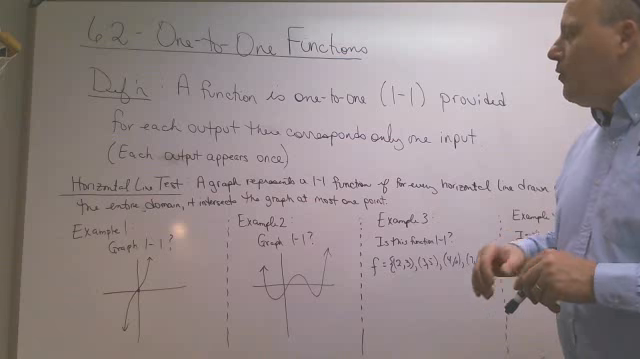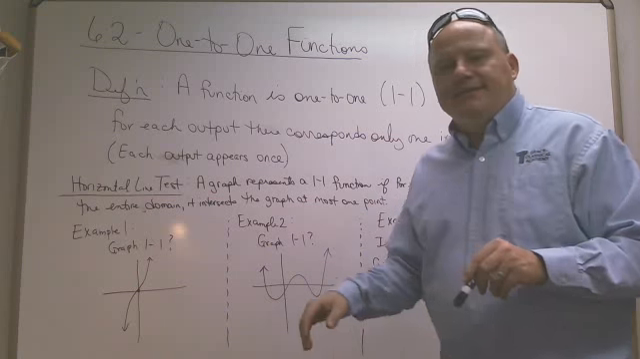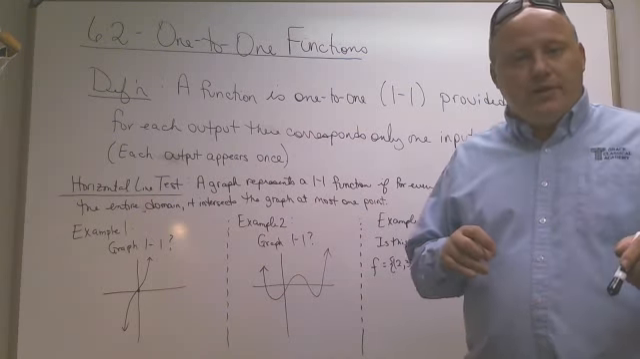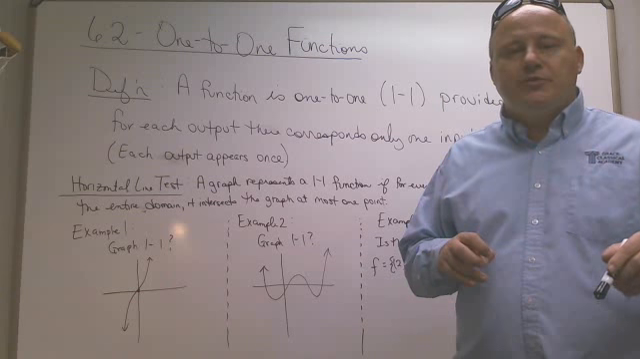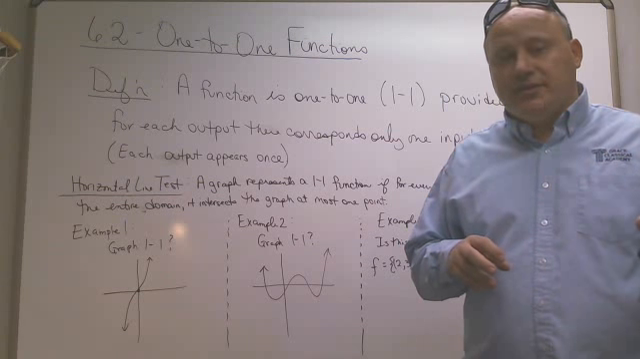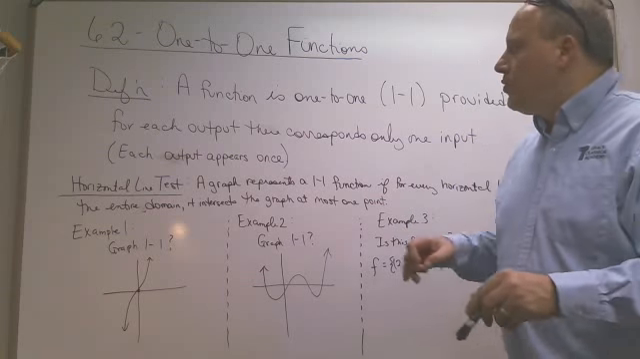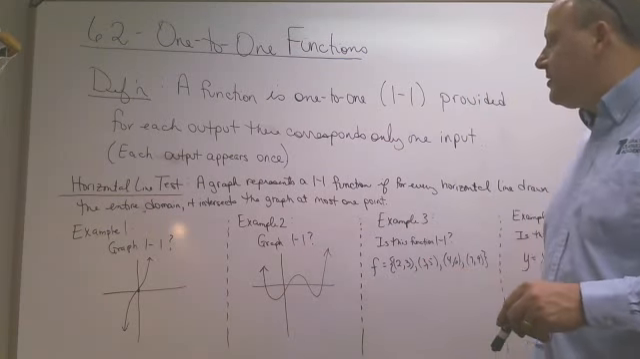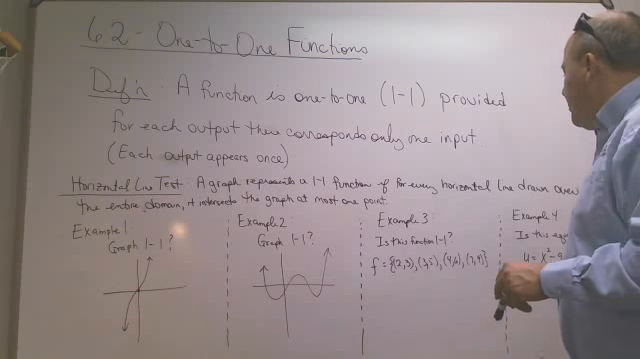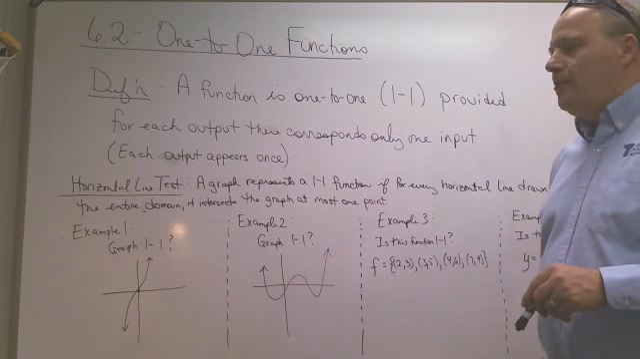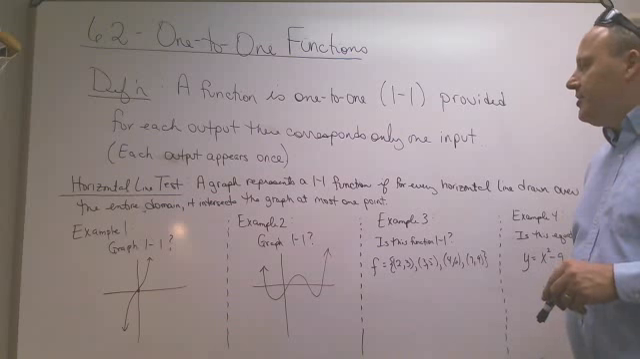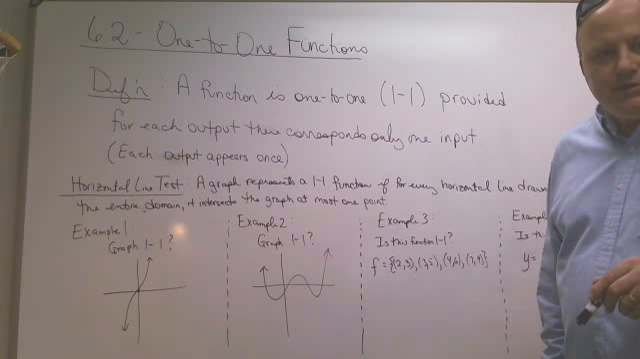Now, the horizontal line test is a test that tells you about one-to-oneness, just like the vertical line test tells you whether it's a function or not. This one will tell you whether it's a one-to-one function. The horizontal line test states that a graph represents a one-to-one function if every horizontal line drawn over the entire domain intersects the graph at most one point.